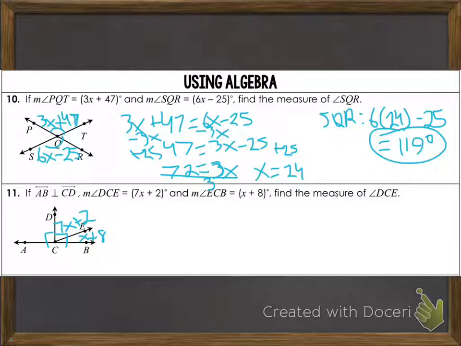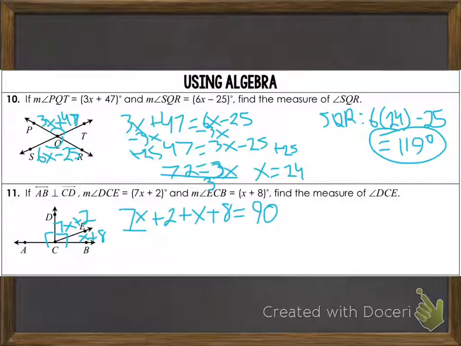Since DCE and ECB add together to be 90 degrees, we have to add them up and then set it equal to 90 degrees. These would be complementary angles. So let's set up the equation. 7x plus 2 plus x plus 8 is equal to 90 degrees.